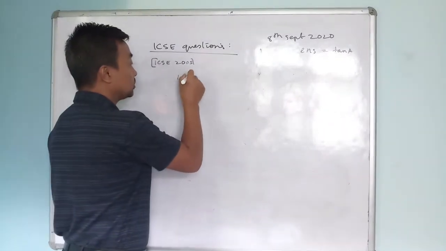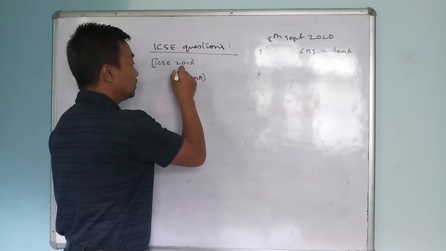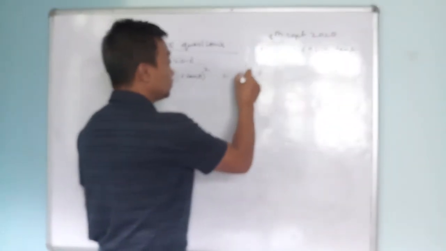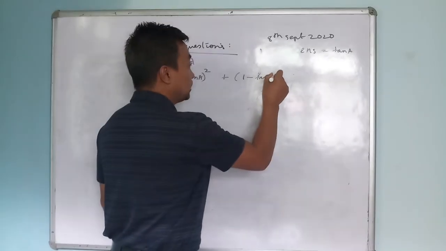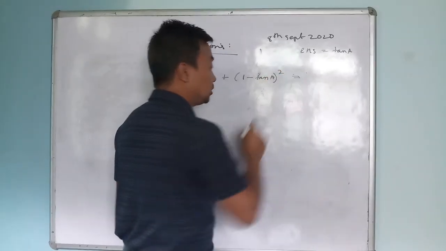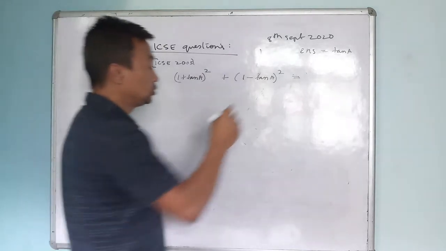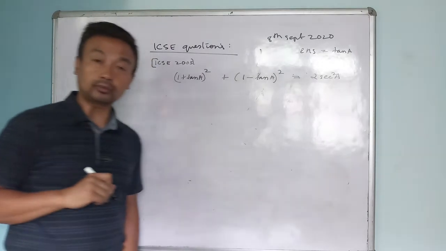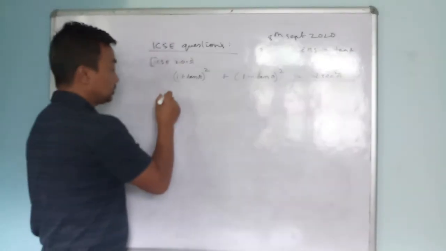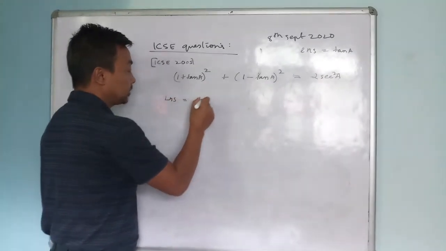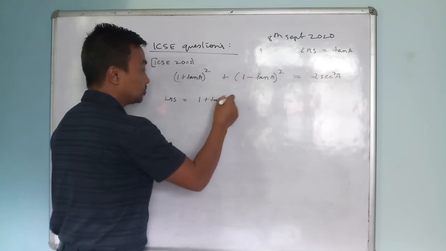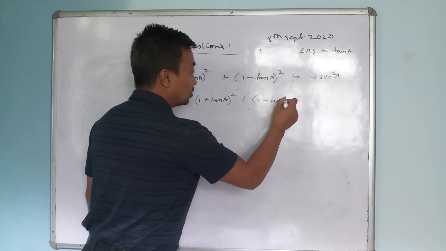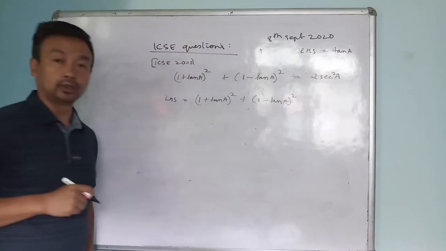1 plus tan A the whole square, it is given in the whole square, plus 1 minus tan A the whole square equals, the right hand side is 2 sec square A. So let us start solving this by taking the left hand side. Okay, so this is your left hand side.